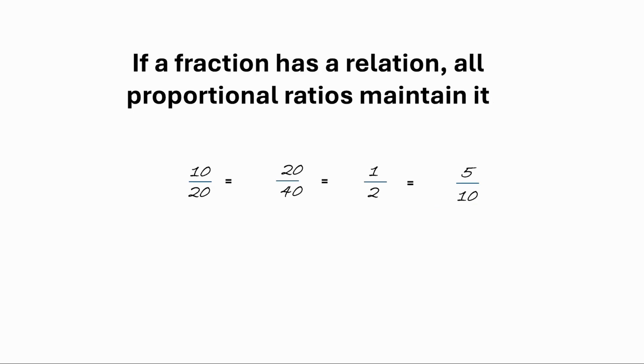If a fraction has a relation, all proportional ratios maintain it. So here you can see that there is a relation in 10 and 20. The denominator is twice that of the numerator. And as all of the ratios are proportional, they have the same relationship.